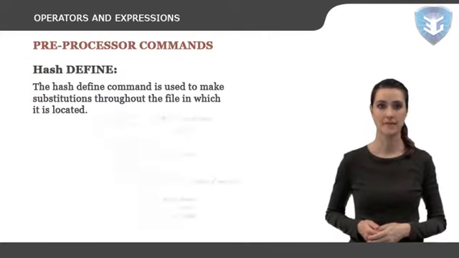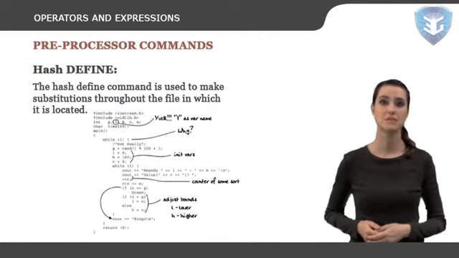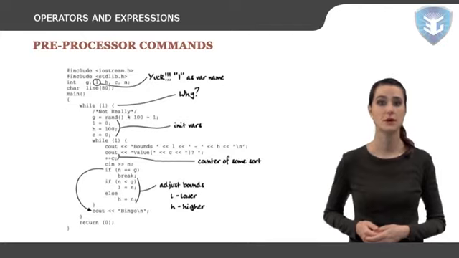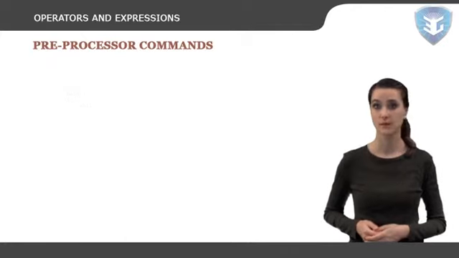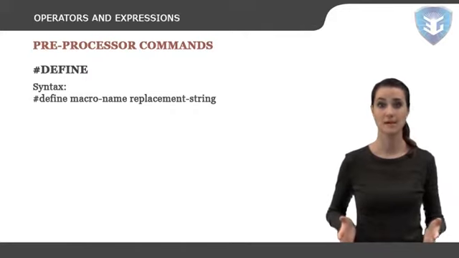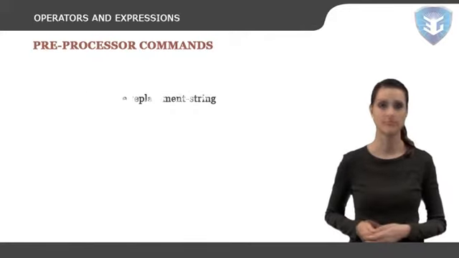#define. The #define command is used to make substitutions throughout the file in which it is located. In other words, #define causes the compiler to go through the file, replacing every occurrence of macro name with replacement string. The replacement string stops at the end of the line.